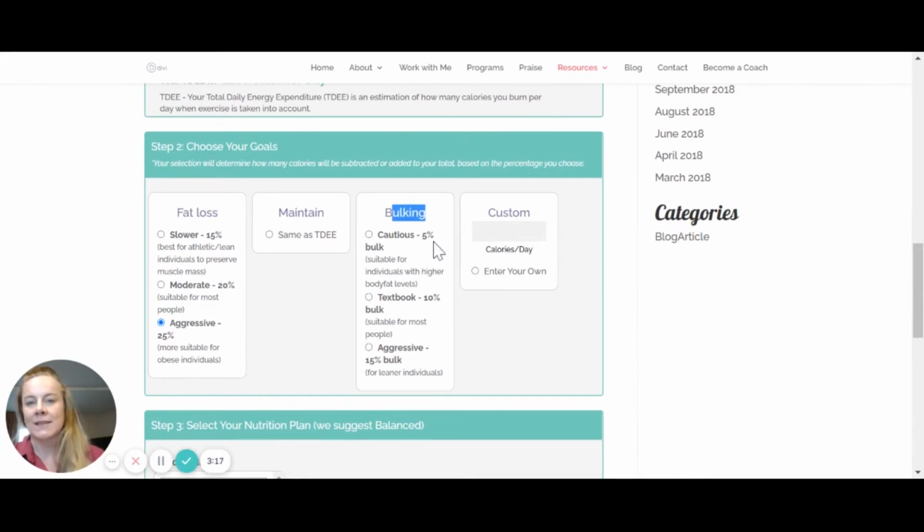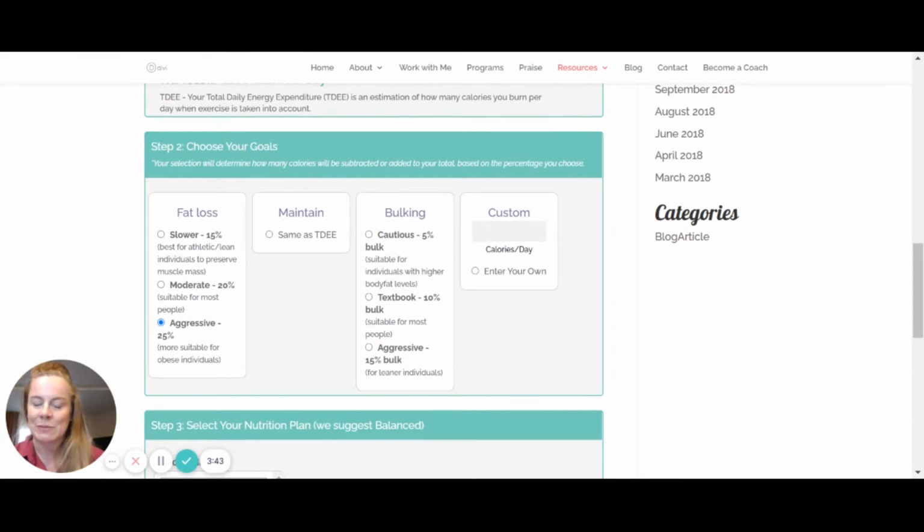Bulking is also called massing, and it's something that typically bodybuilders and physique athletes will use in order to build more muscle, because it's very difficult to build muscle in a calorie deficit. It is possible for new beginners, but after a couple of years, people who are trained already have a harder time putting on muscle. And to do so, they actually need to eat in a small calorie surplus.